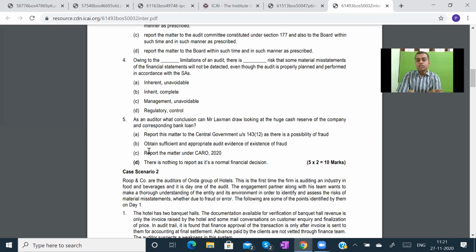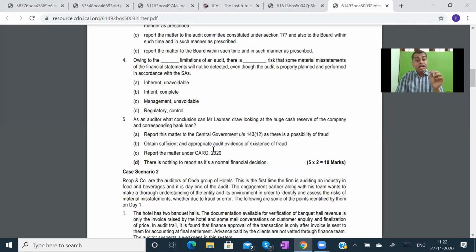Reporting to the central government under 143 subsection 12 is a situation where, being the auditor, you believe that there is a fraud. But if I am the auditor, there is no apparent fraud from this. There is a doubt. When there is a doubt, what will you do? You have to obtain more evidence and dig deeper. You will extend the depth of verification. But how can you conclude that it is a fraud? So A is not a correct answer.